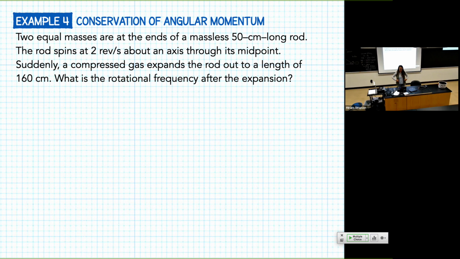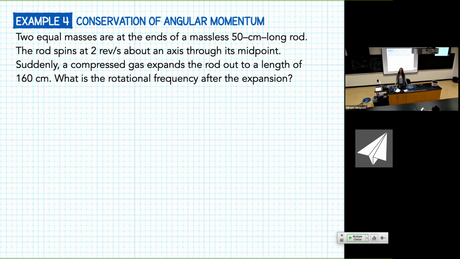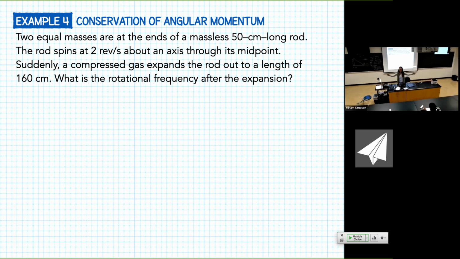We're going to try this one out. I will work through this with you, but we have 2 masses at the ends of a 50 centimeter rod. So you basically have 2 points way out here. The rod spins at 2 revolutions per second about the center, and we can expand the rod out to a length of 160 centimeters, and we want to know the rotational frequency after the expansion. Do you think this thing is going to go faster or slower? Slower. Why? Because the moment of inertia is bigger, since it's longer.